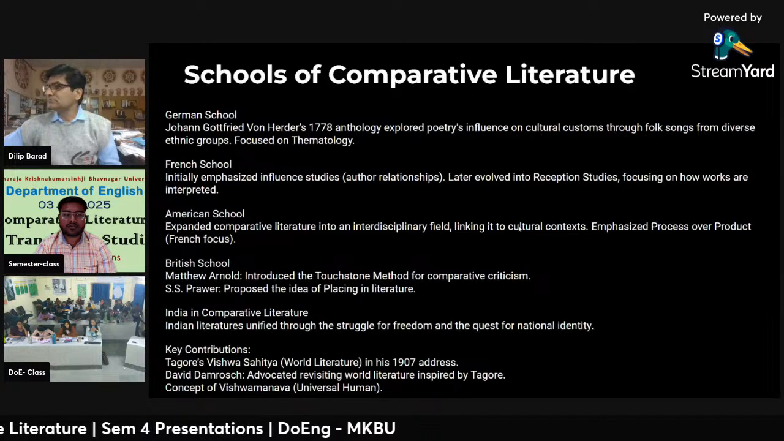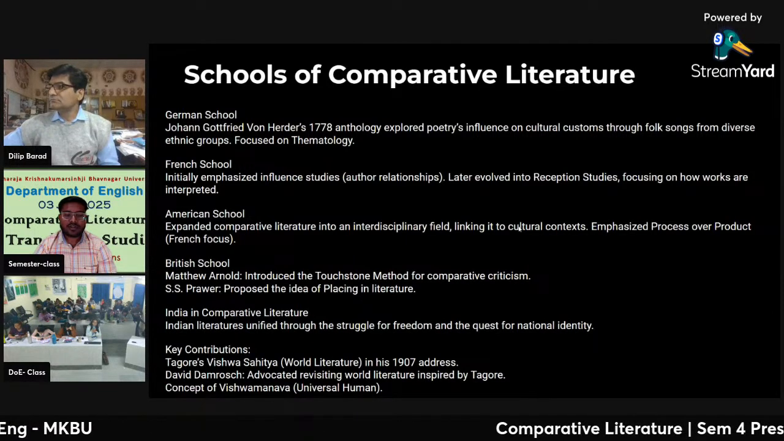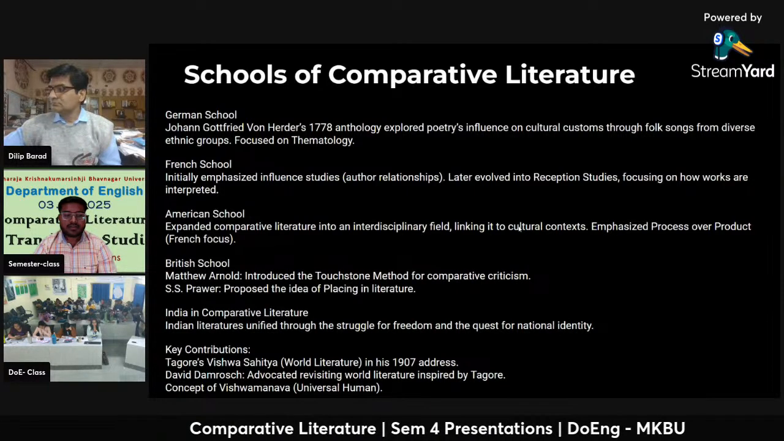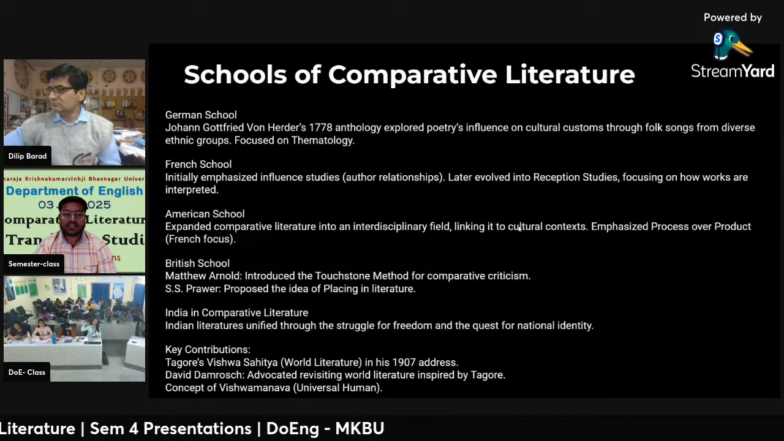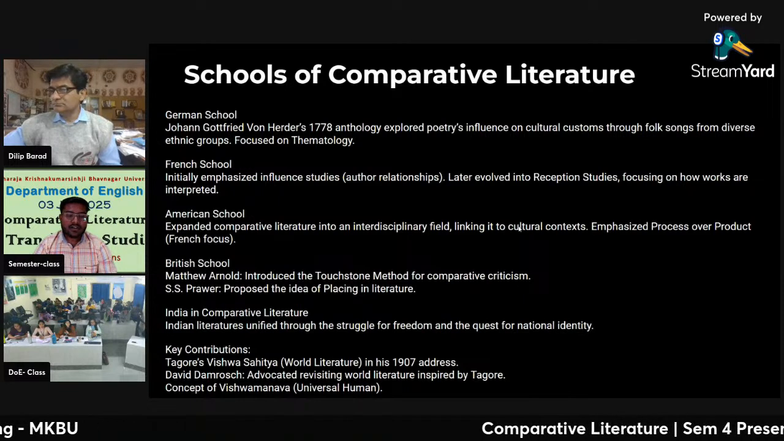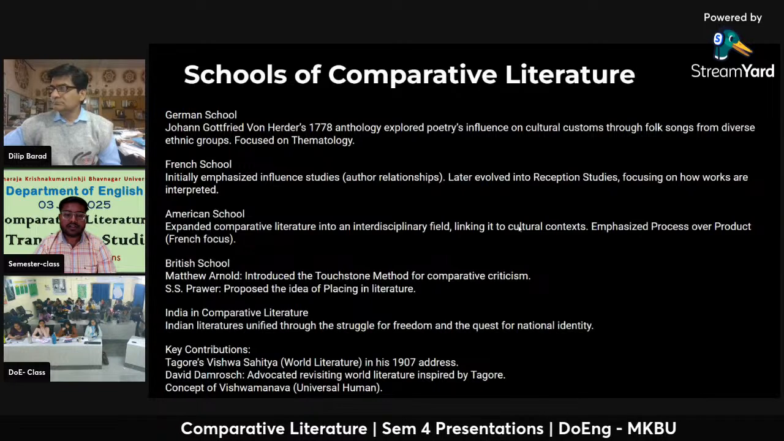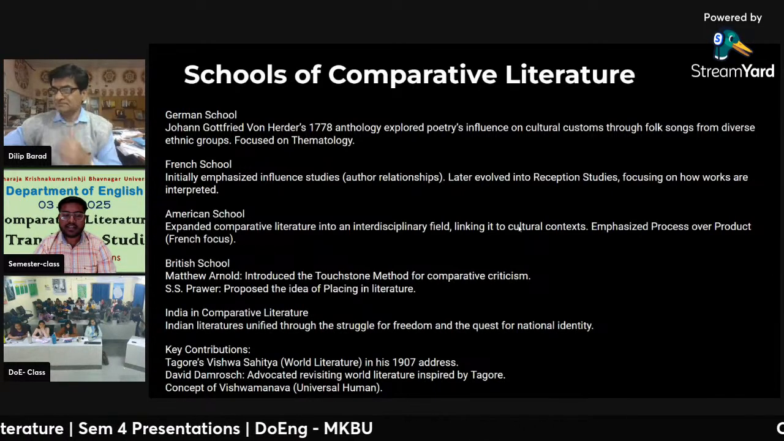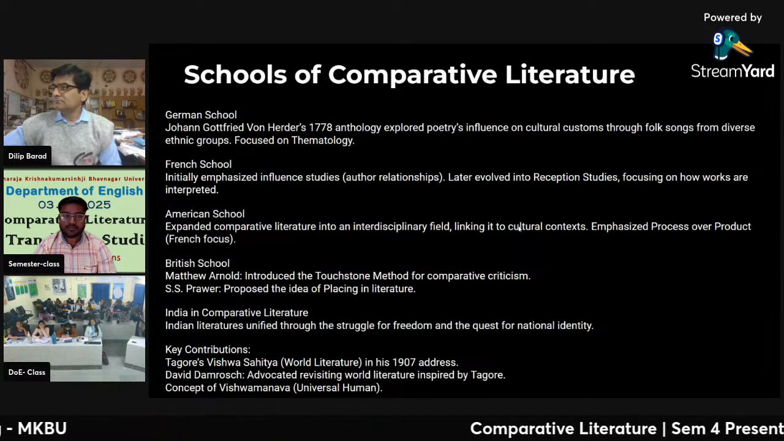The fourth and last school is the British school, and Matthew Arnold introduced the touchstone method for comparative criticism. S.S. proposed the idea of placing in literature. This is the major idea of this last school. And if we see the Indian context, then Indian literature was unified through the struggle for freedom and its quest for national identity. There are some key contributions from Indian literature.